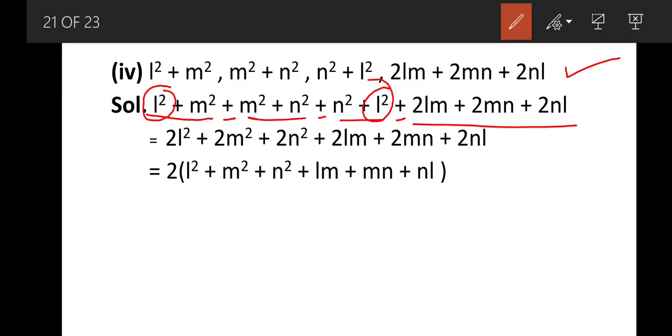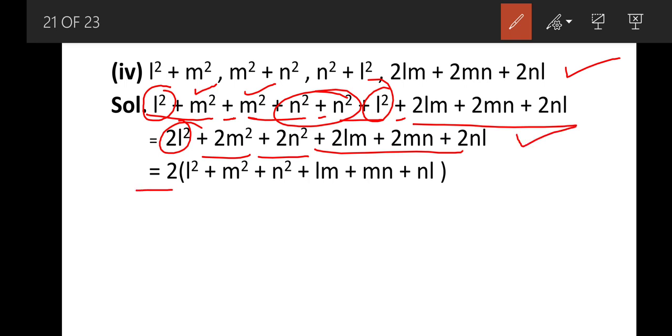So after adding the like terms, I will be getting the, here L square it is present one time, this is also L square. So I have written 2L square. Likewise m square plus m square, you will be getting 2m square. These two times n square will give you 2n square, and these two are the single terms present, so I have written as it is. In all these terms, you will be observing that you can take two common. So I have written 2 outside the bracket, and this will be written L square plus m square plus n square plus Lm plus Mn plus Nl.